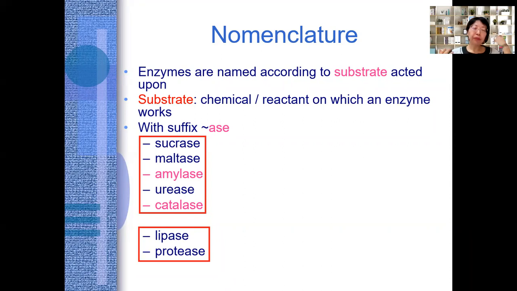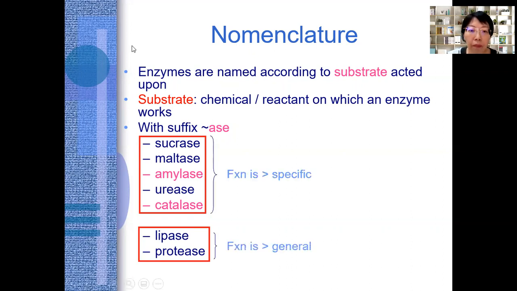Proteins are the same thing. All sorts of proteins have different numbers of amino acids, different sequences of amino acids, different secondary, tertiary, quaternary structures, right? So can you see lipase and protease? These enzymes have a more generalized function because they have many different kinds of substrates of different shapes, but all classified under the same group, either lipid or protein. But sucrase, maltase, amylase all only have one specific substrate. So that's the difference between the 2. Sucrase and maltase function is more specific, lipase and protease function is more general.